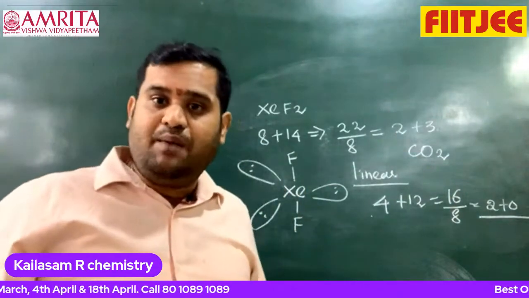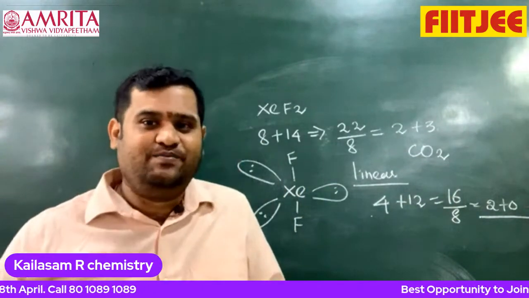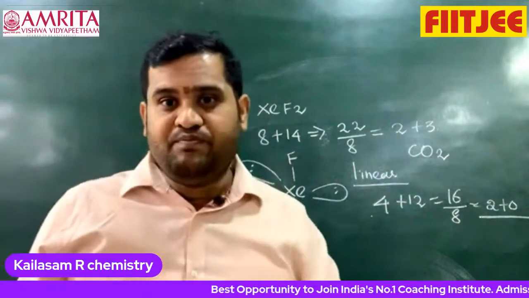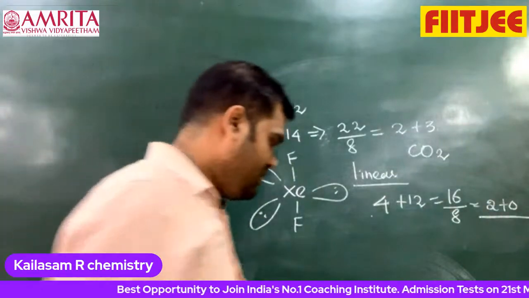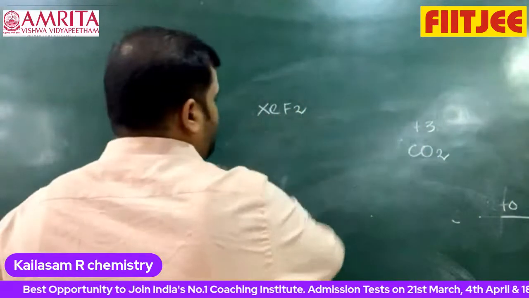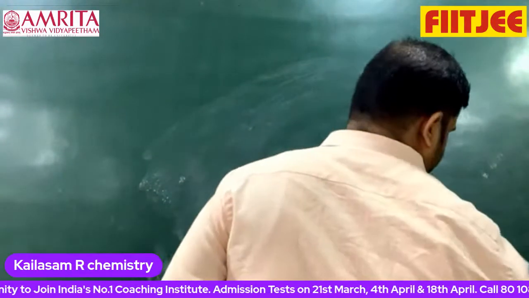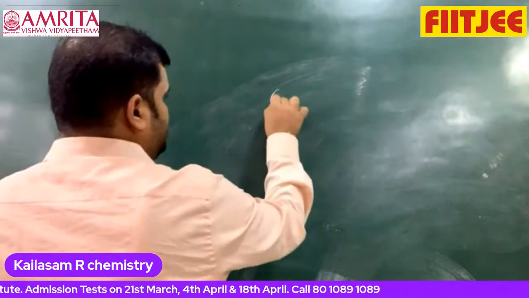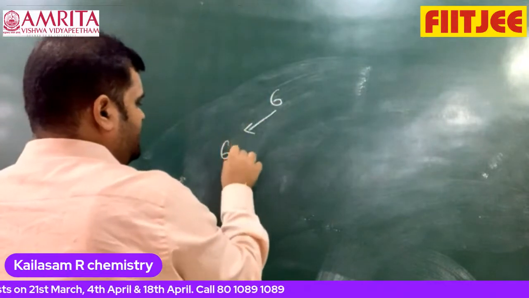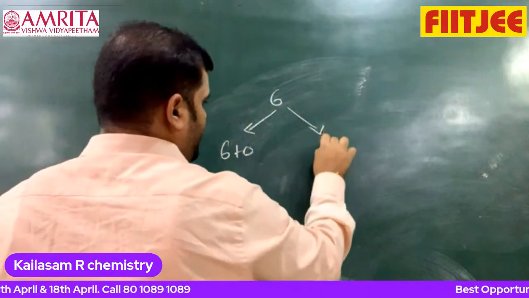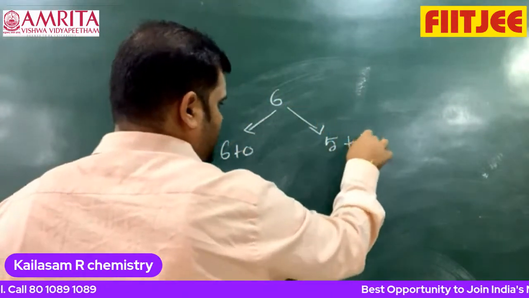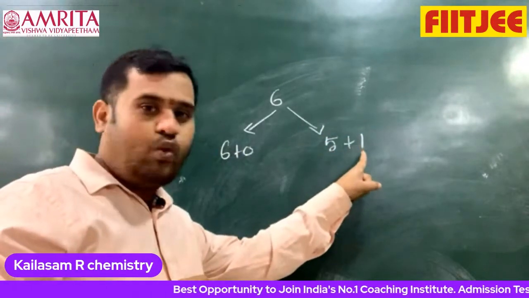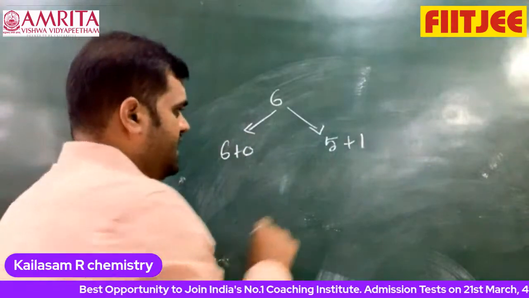Iso means same, so they have the same structure. But they have different hybridization. We'll discuss later. Are you able to follow? Next one. Look at this. In the case of 6, 6 means we have 2 possibilities. One will be 6 plus 0. Another one is 5 plus 1. What is the meaning of 5 plus 1? 5 bond pairs and 1 lone pair. And one more will be what?